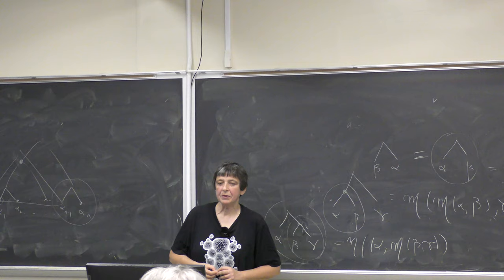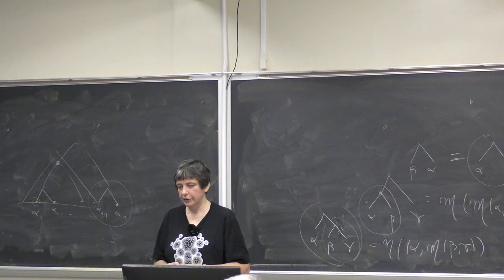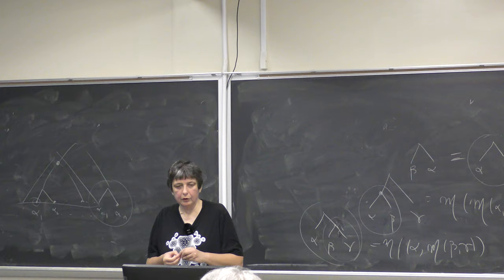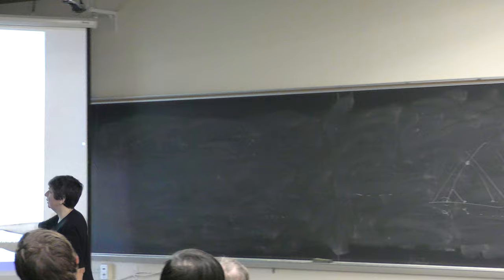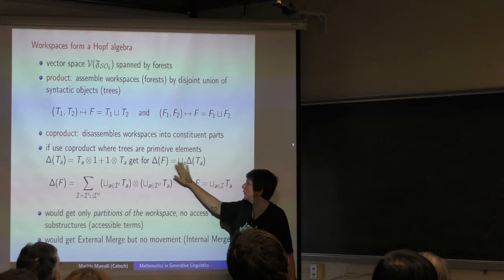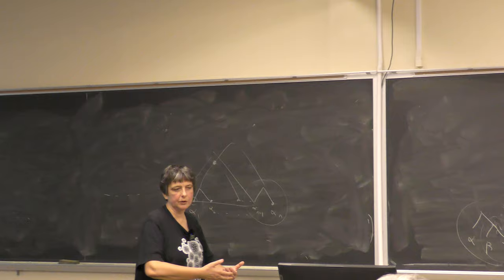So the interesting part was where you described the coproduct. And as I said, one thing that you could do is just say that the way you decompose the trees is by not looking at any substructure. So the trees are indecomposable. Saying that it's indecomposable means that you only have the primitive part of the coproduct. And then, of course, because it's a morphism of algebras, for a forest it would just be the product. And then, for a forest, it would just be a partition of the workspace. You separate it out into two pieces. So it would be exactly the inverse of the product.